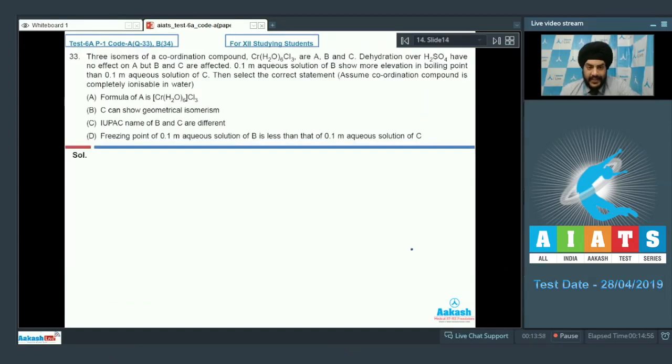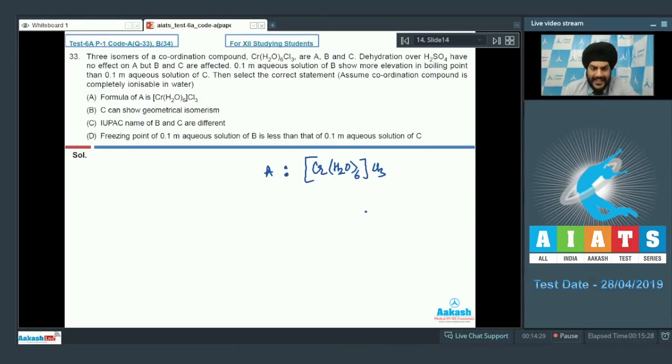Question number 33. Three isomers of a coordination compound Cr(H2O)6Cl3 are A, B and C. Dehydration over H2SO4 has no effect on A. So concentrated H2SO4 does not have any effect on A. It means that all the water molecules in the complex are coordinated with the chromium. So the complex A can be represented as this.